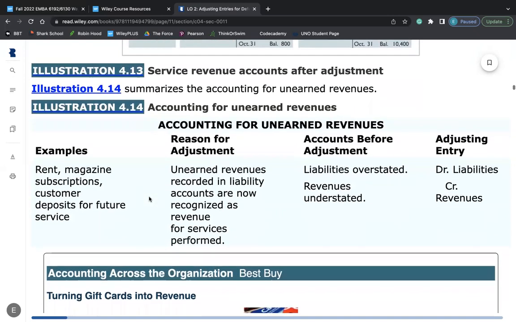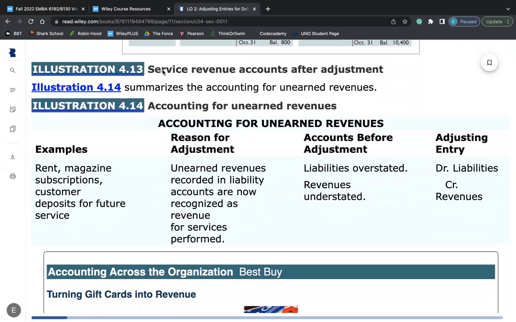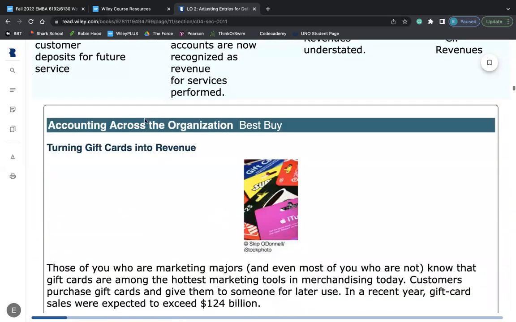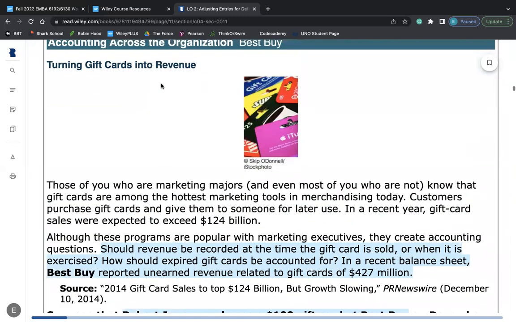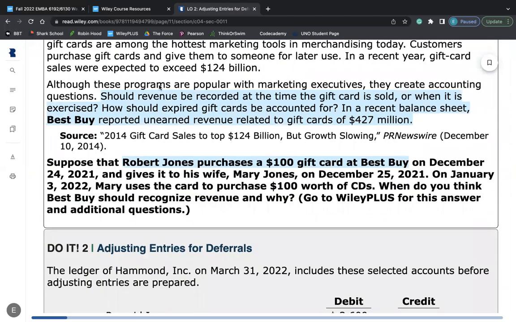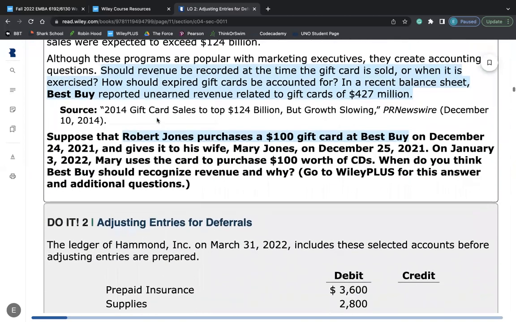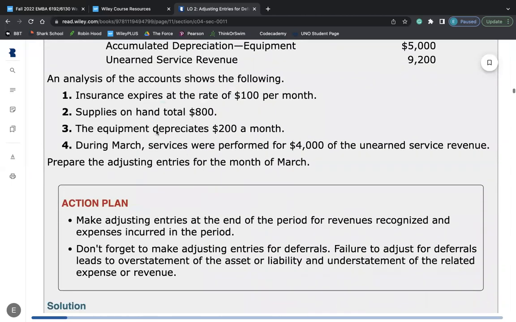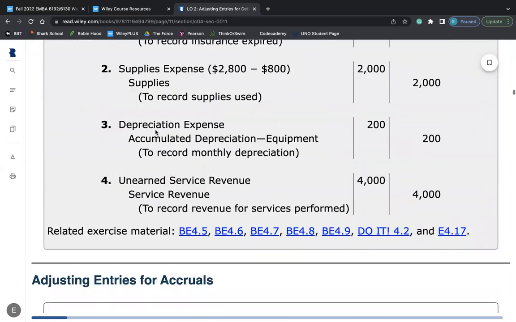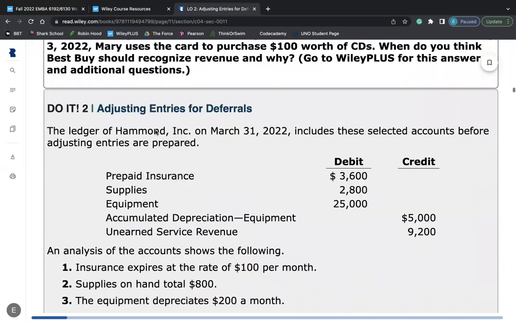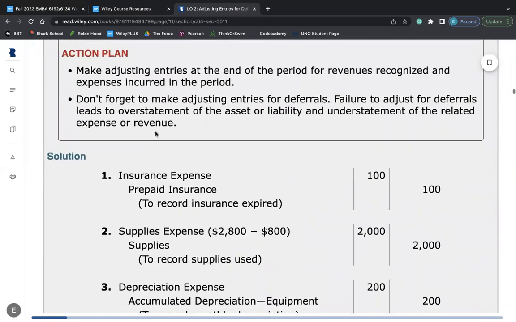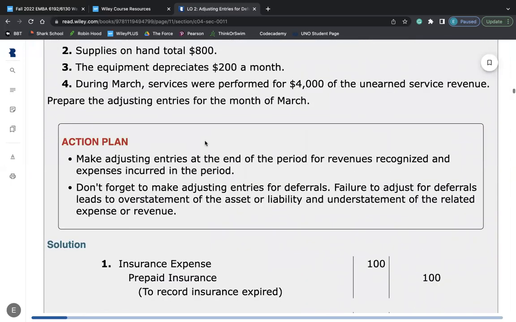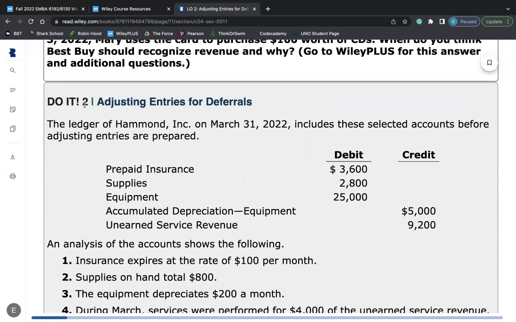All right, this is just a chart, a beautiful chart. This is a very interesting little case study on gift cards. Definitely go and read those things on gift cards. It's important. These are case studies and solutions, or do-its, as they like to call them.